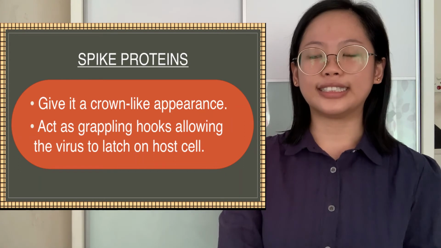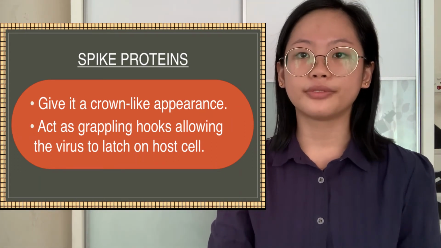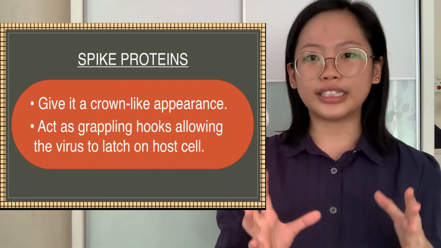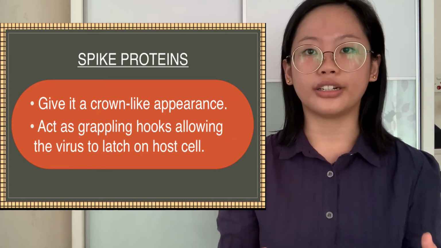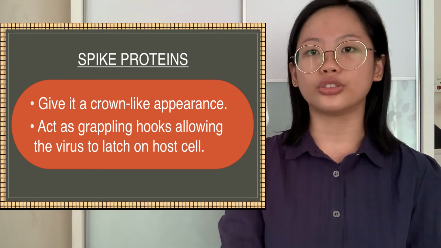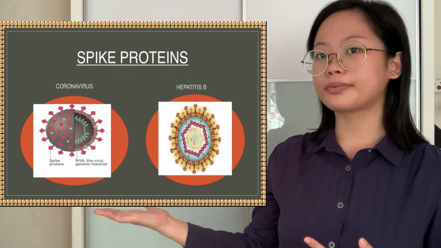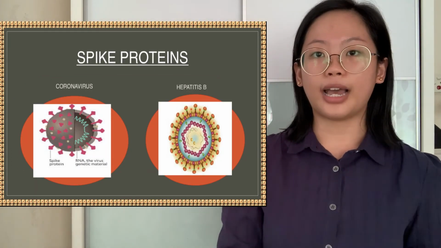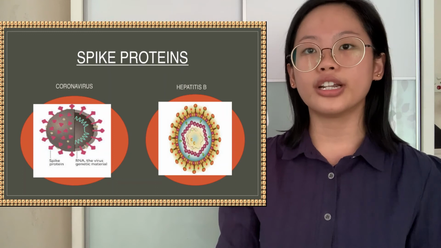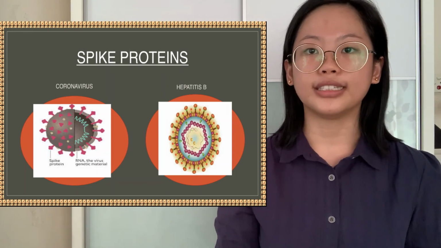The third characteristic is that the coronavirus has spike proteins. This gives the virus a crown-like appearance, and at the same time it acts as a hook to latch onto host cells. As we can see from the example here, it is a hepatitis B virus and a coronavirus side by side. Both of these viruses have spike proteins.